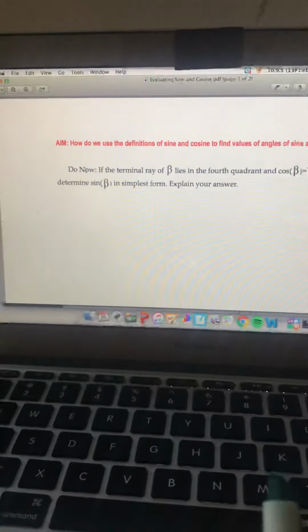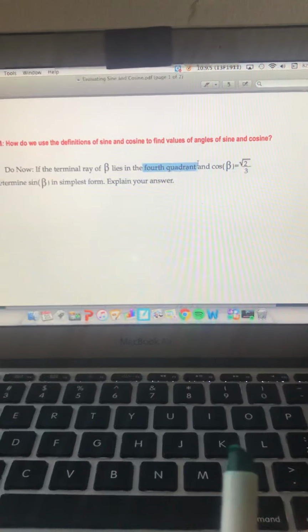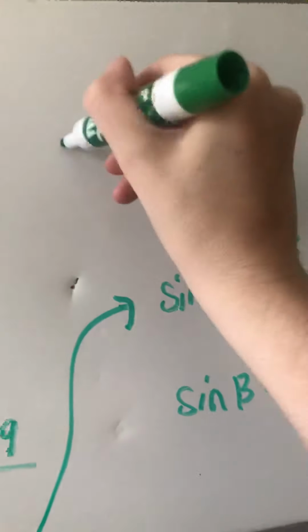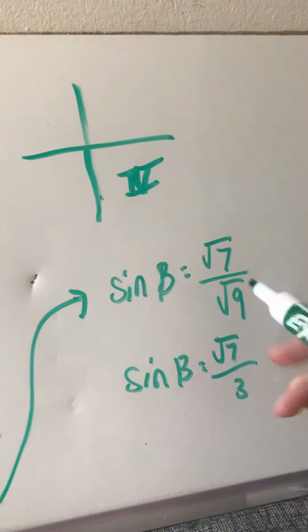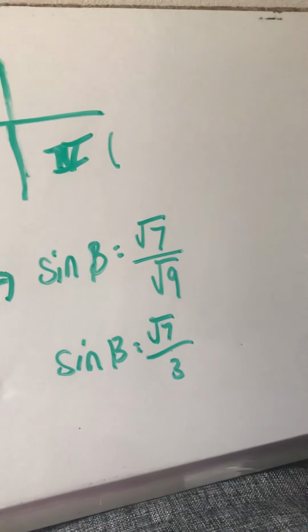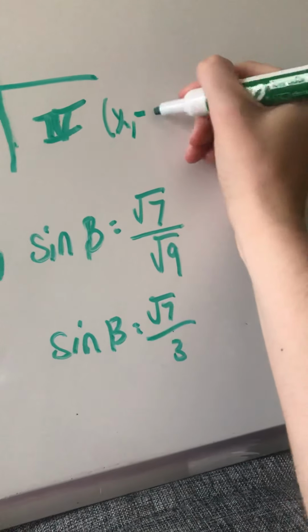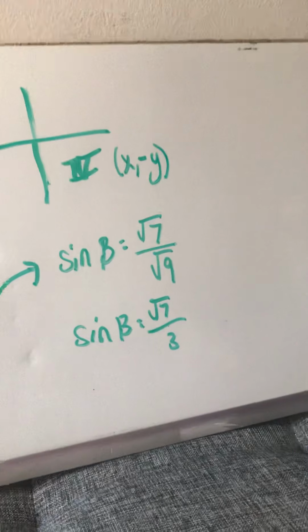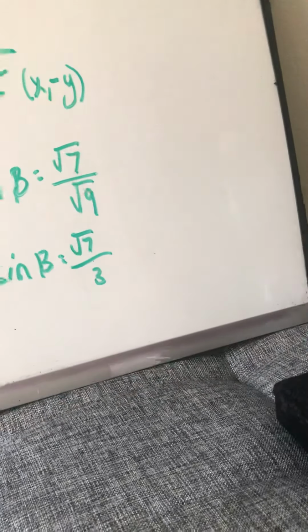But again, there is some very important information here, and that's telling you that it lies in the fourth quadrant. So now I need to think of my unit circle, and in my fourth quadrant, what do I know about my x and y values? So I know here that Jan Korn would tell us our x value is positive and our y value is negative. So I need to apply that concept to this example here.